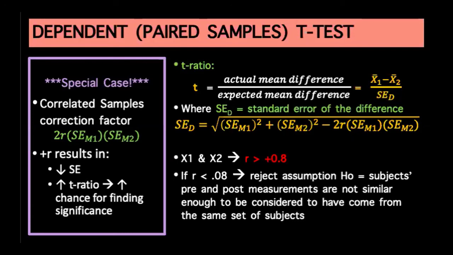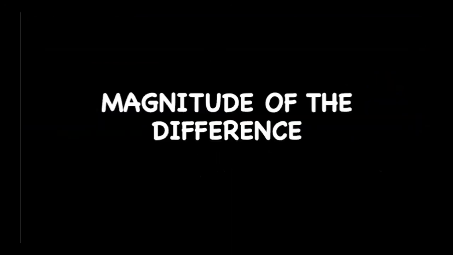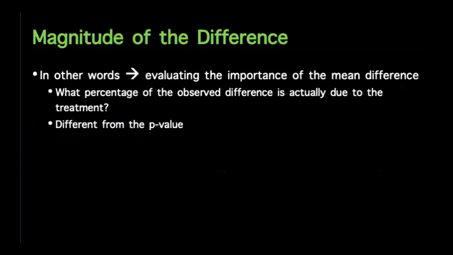All right, so we have a little bit left. We're going to look at the magnitude of difference. So if we're looking at the difference between the means, we might get a difference of 5, which isn't significant, but in a different unit of measurement, a difference of 0.5 would be significant, right? So if we have significant results, we have to look at the actual magnitude of that difference, does it mean anything? Okay. So in other words, we can say what percentage of the observed difference is actually due to the treatment.